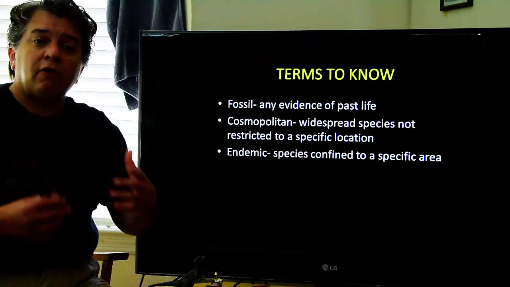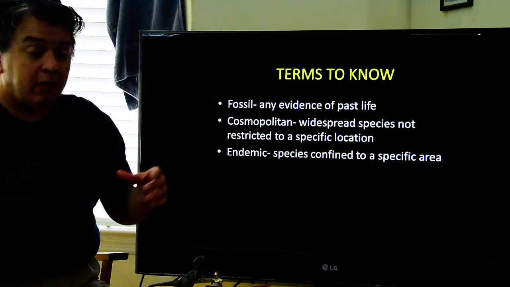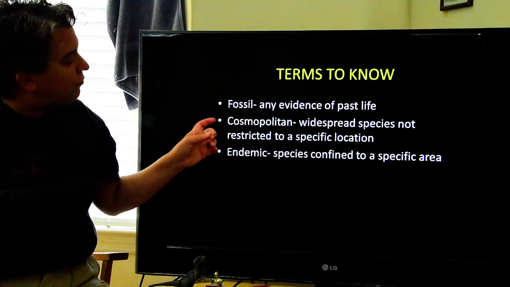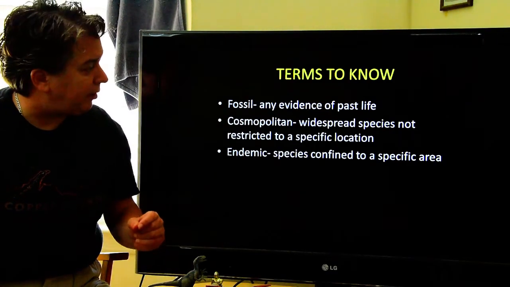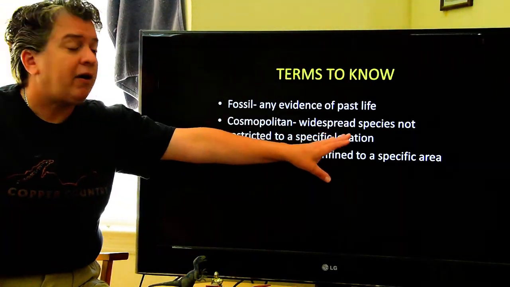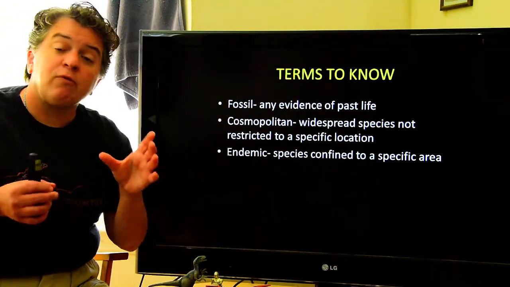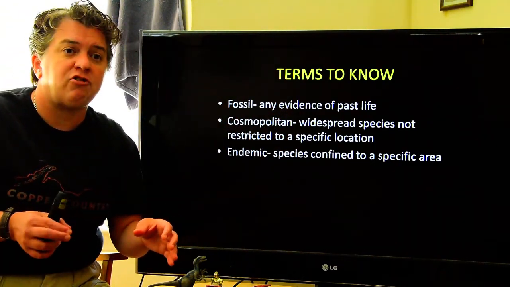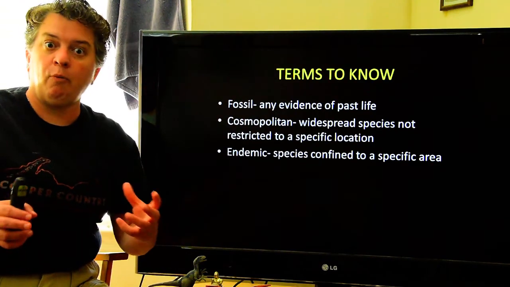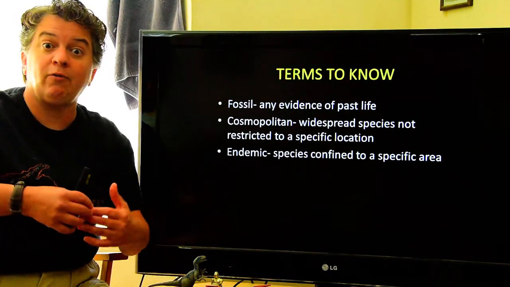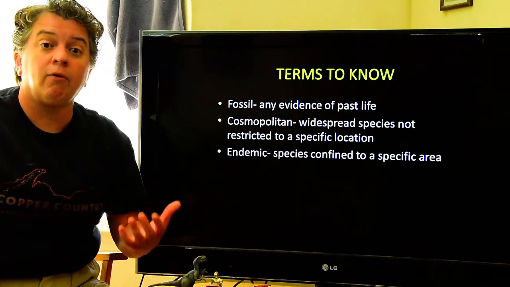Now, when we describe organisms that are alive today or were alive in the past, we might use the term cosmopolitan. This means we're talking about a species that's very widespread and not restricted to a specific location. So you could say that Homo sapiens, our species, is very cosmopolitan, right? We live all over the world.